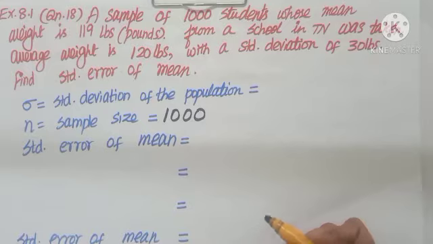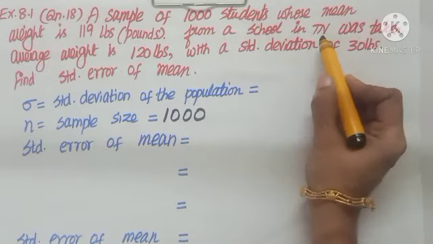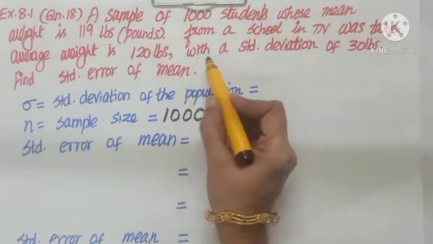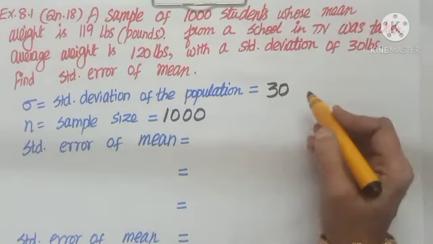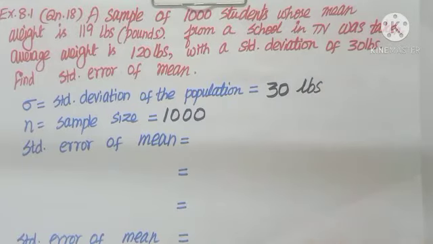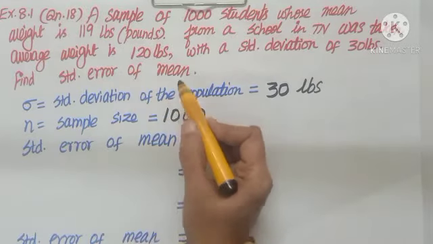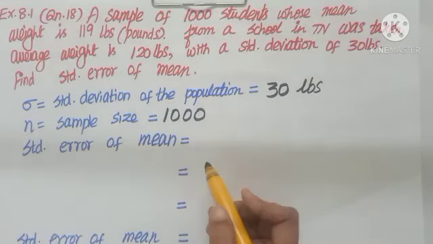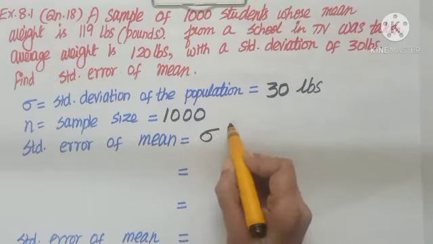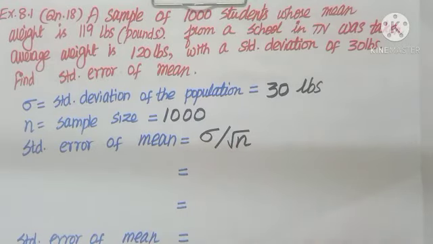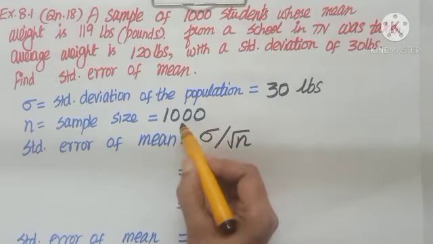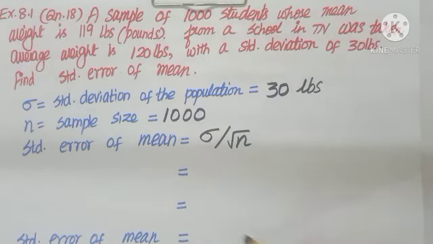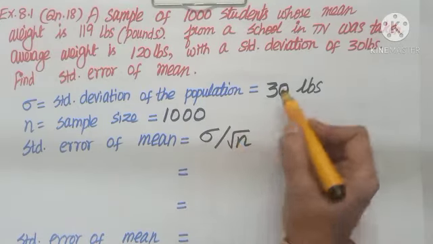Standard deviation of the population, the Tamil Nadu state which was taken, the standard deviation is given as 30 pounds. So the standard deviation we have written is 30. My question is standard error of mean. What is the formula for standard error of mean? Sigma by root of n. So I have identified what is sigma and n as I read the question. Just substitute.